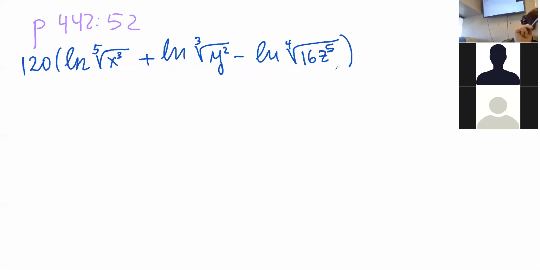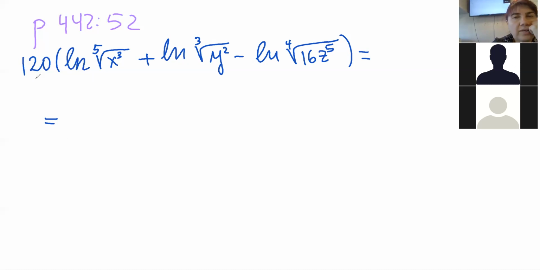It says express as a single logarithm. You write it correctly: log of 4, 16, z to the 5th. Okay. I'll wait. Are you working on it, team? What would you do?